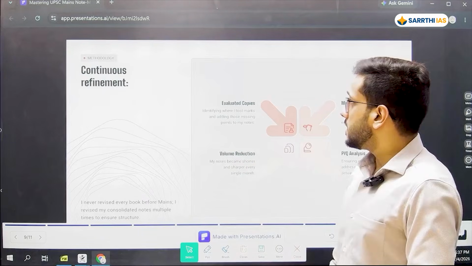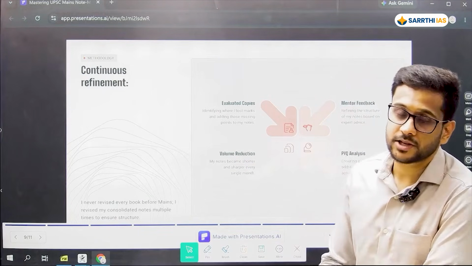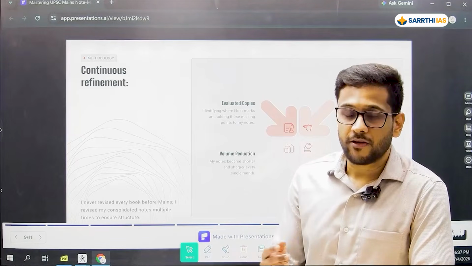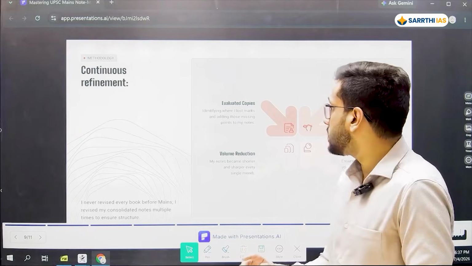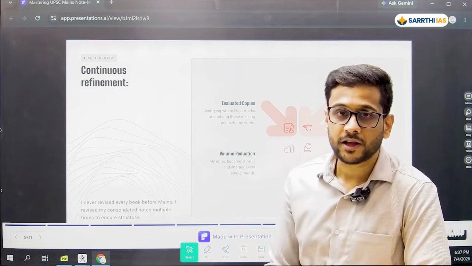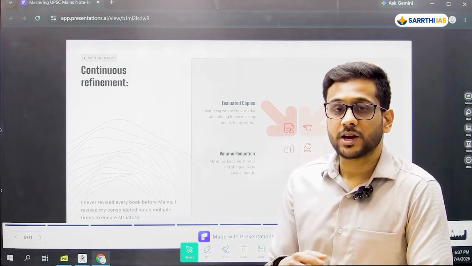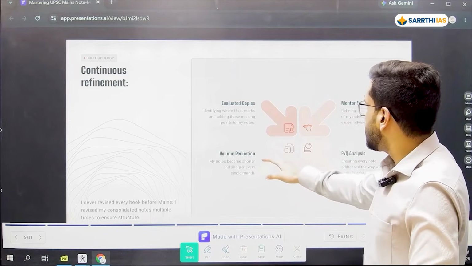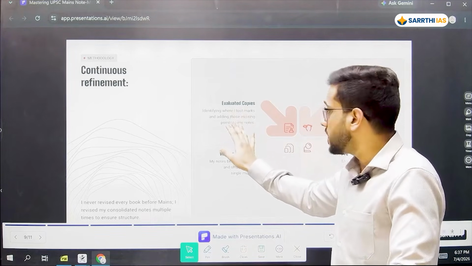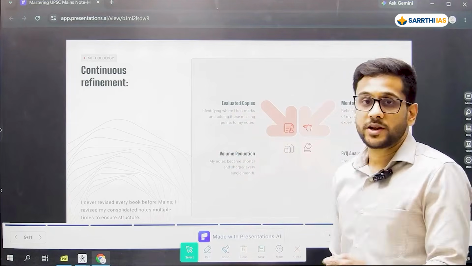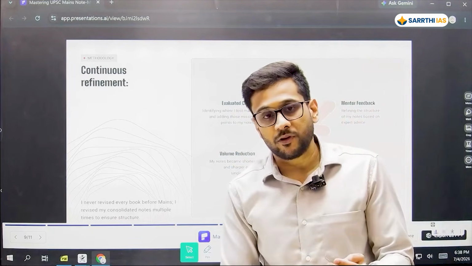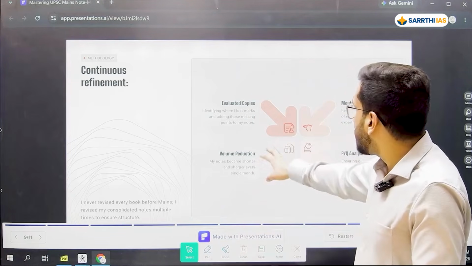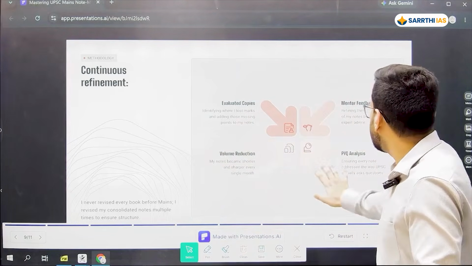Okay. Continuous refinement. I have already mentioned this. With each revision, there should be refinement of notes. You have to make your notes as short as possible, and believe me, it is very difficult. You will realize it once you start revising it. So that's why I have mentioned it again and again, that one of the ways through which you can refine is evaluated copies. You have to identify where I am lacking, in which areas, if I am writing, the examiner is not getting happy, and you have to remove those points from your notes.